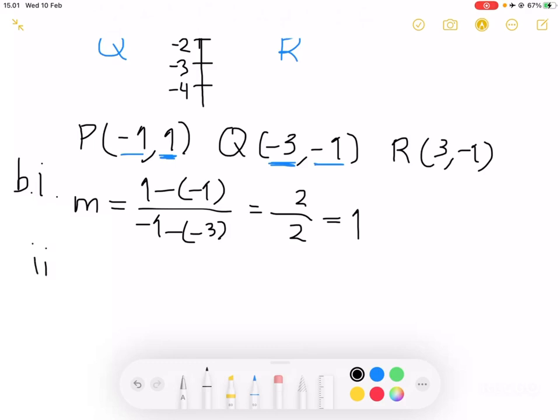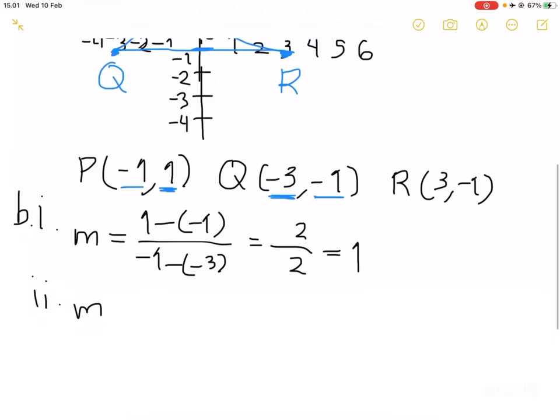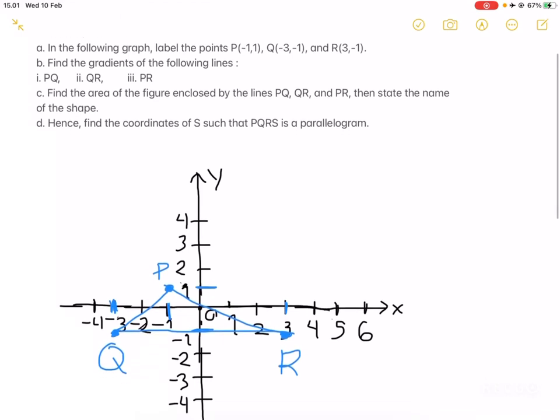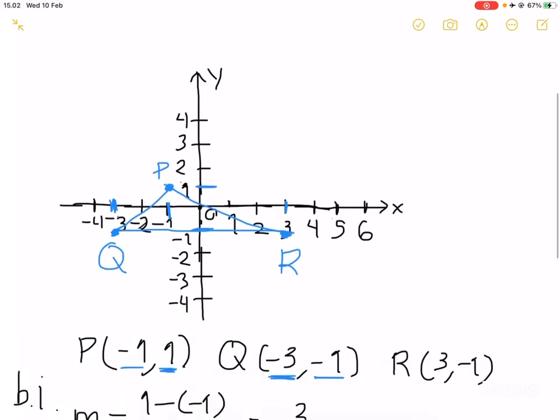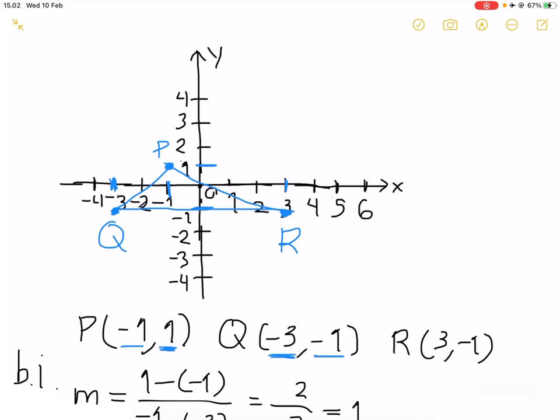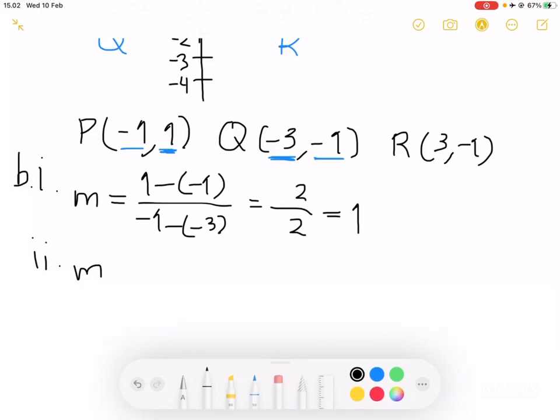And you can also check if you did it the other way around. If you select Q to be the x2 and y2 coordinates, you'll also get the same answer. So for part 2, you don't actually need to calculate the coordinates because from this graph we know that QR is a straight line. I would say a horizontal line, and the gradient of a horizontal line is 0.